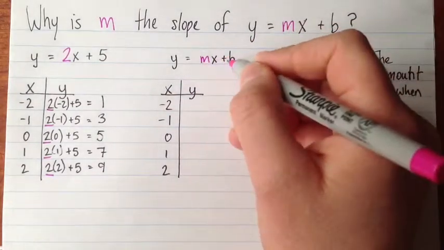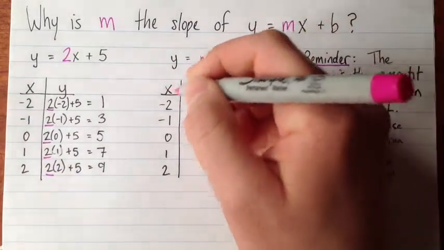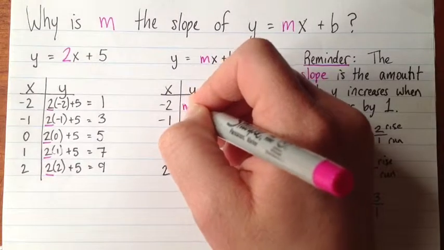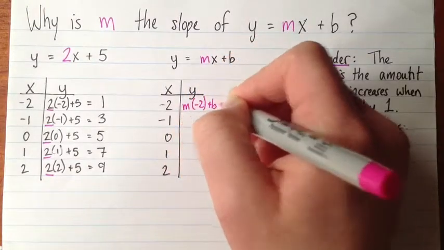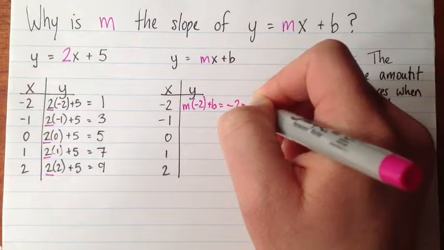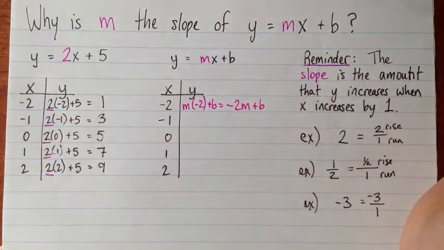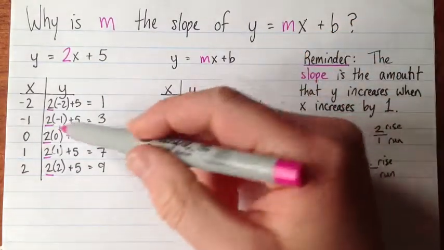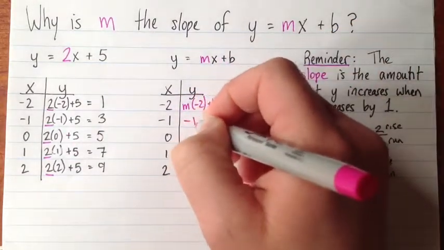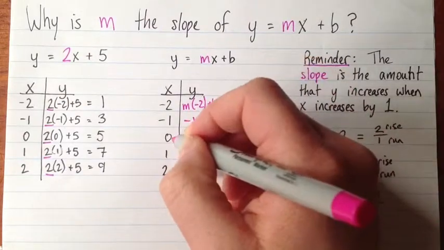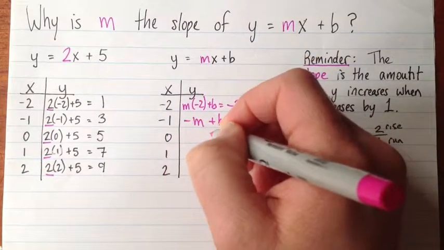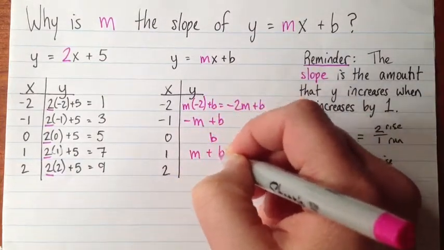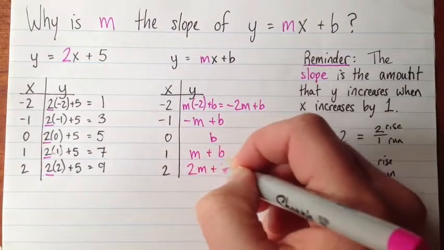If we look at the general case, y equals mx plus b, if x is -2, we have m times -2 plus b, which we usually just write as -2m plus b. Since I'm not actually doing any multiplication here, I'm just rearranging the numbers, I'll do that all in one step. So here we have -m plus b. Here we have 0m, so that's just going to be b. And then 1m plus b, and then 2m plus b.